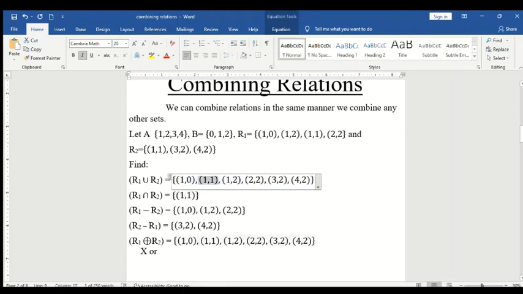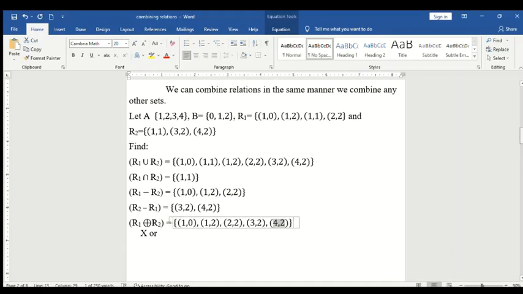So, what is remaining here? We will cancel (1, 1). There we have (1, 0). Instead of (1, 1), because it is cancelled, we go to the next elements, which are (1, 2), (2, 2), (3, 2), and the last one, (4, 2). Okay, so that is for combining relations.